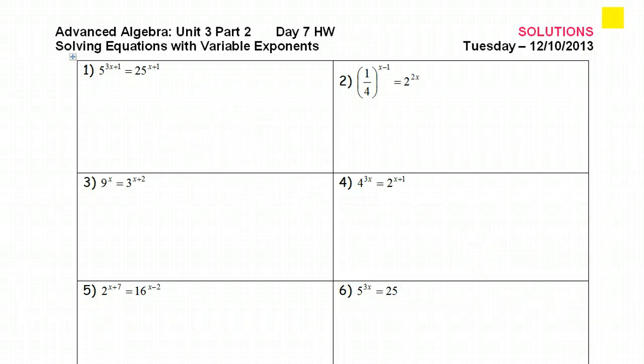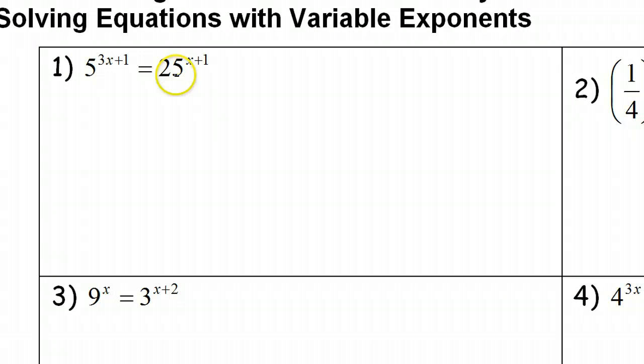Alright, problem number 1. I see you have a 5 and a 25. Obviously 5 is already its own base. It can't be broken down any further. It's a prime number. But 25, if we could write this as a base 5, that would be great. So I could rewrite this problem. I've got my 5 over here. But 25 can be written as 5 squared.